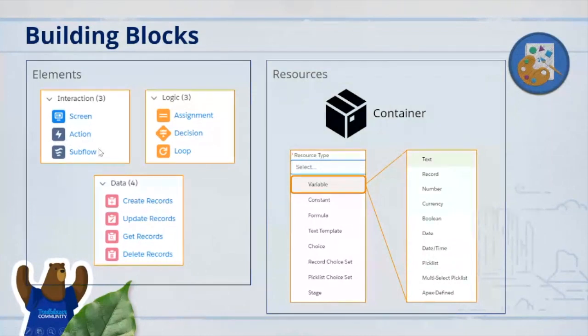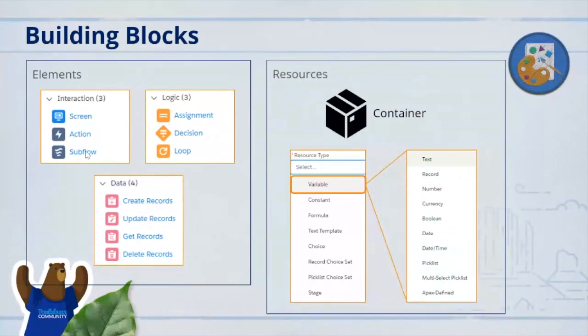Then you have subflows, where you want to orchestrate the Flow in such a way that you don't create a very large flow. You keep the smaller, meaningful portions in one flow, and then call another flow from there. Those are the subflows, which are reusable. Maybe you can reuse them for other purposes as well.